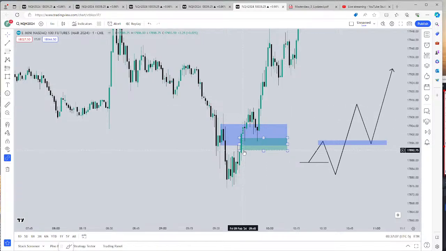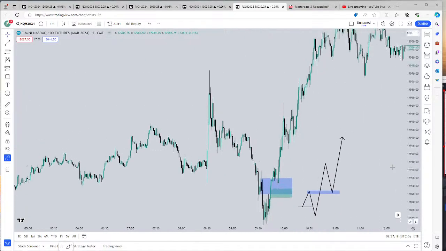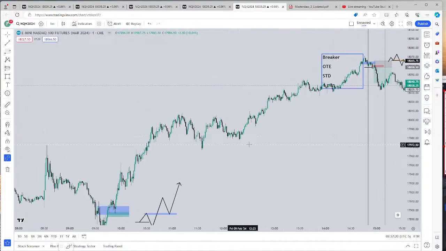Does that kind of make sense, Pepe? So either way, there's still going to be a PD array there that you can execute from. You get me? Now, mitigation blocks, and there's an example somewhere here, I believe.